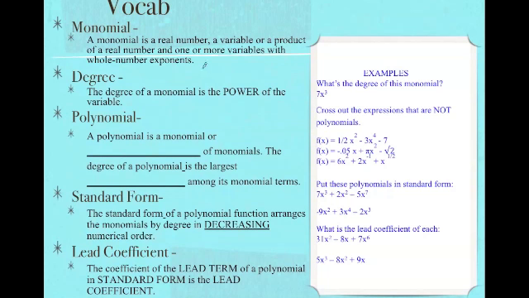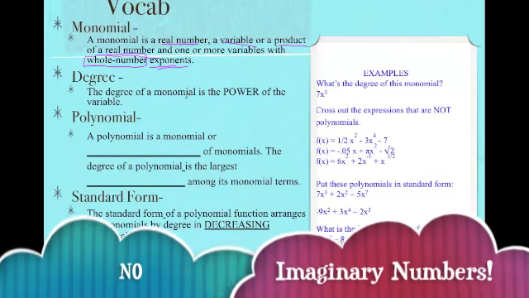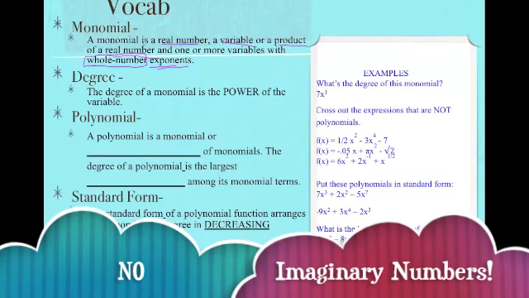Some of these terms will be familiar to you from earlier in the year and also from Algebra 1. But a monomial is basically a real number, a variable, or a product of a real number and one or more variables with whole number exponents. So a couple of things I want you to notice here is that we're talking about whole number exponents and real numbers, so no imaginary.